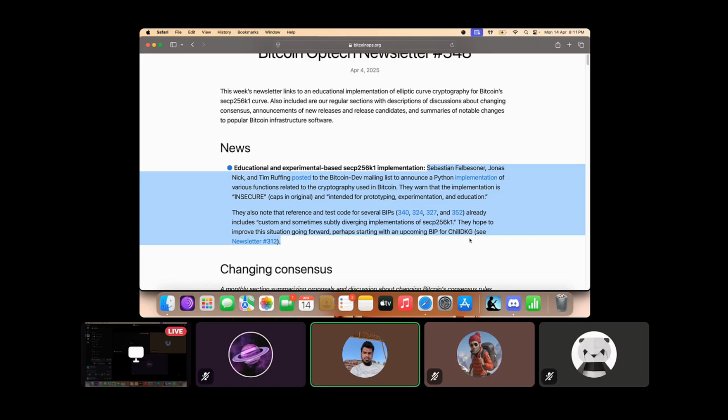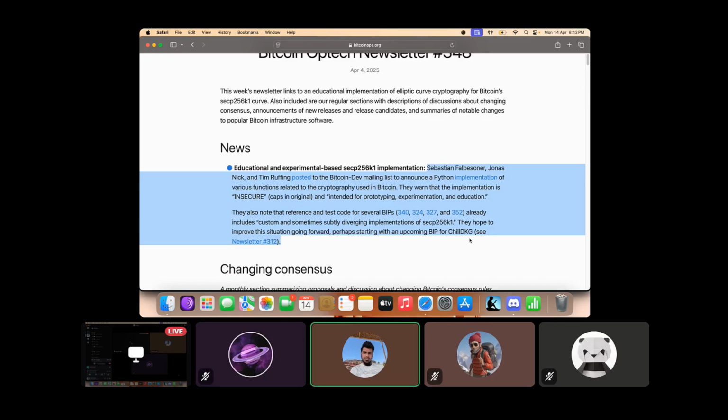So a Python implementation of that library has been created by a group of developers, who warn that the implementation is insecure. I believe it's not tested rigorously and is intended for prototyping, experimentation, and education. They also note that the reference and test code for several BIPs already includes custom and sometimes subtly diverging implementations of SECP256K1. They hope to improve the situation going forward, perhaps starting with an upcoming BIP for ChillDKG. So not much to dig into in this news article other than the fact that a Python implementation of the SECP256K1 library has been created for the purpose of prototyping, experimentation, and education.